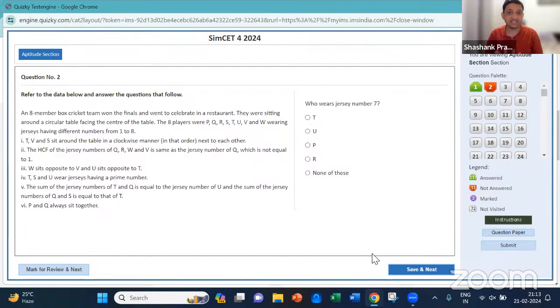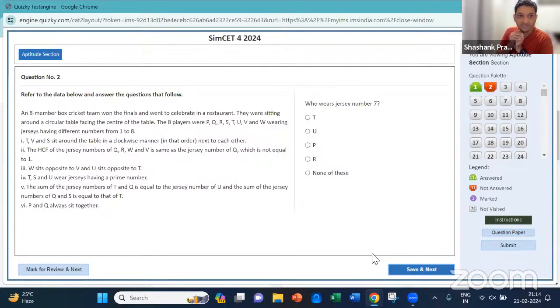Who wears jersey number 7? Now this is a nice question. T, S, U, P are 4 people, and one of them has 7. R definitely is not 7. So one of T, U, P should be 7. T and Q is the same as U, so T plus Q is equal to U. So 3 plus 2 can be equal to 5, let's say. And Q and S: 2 and S, which is a prime number, is equal to T. S can't be 7 because 2 plus 7 would make T 9, which is not true.